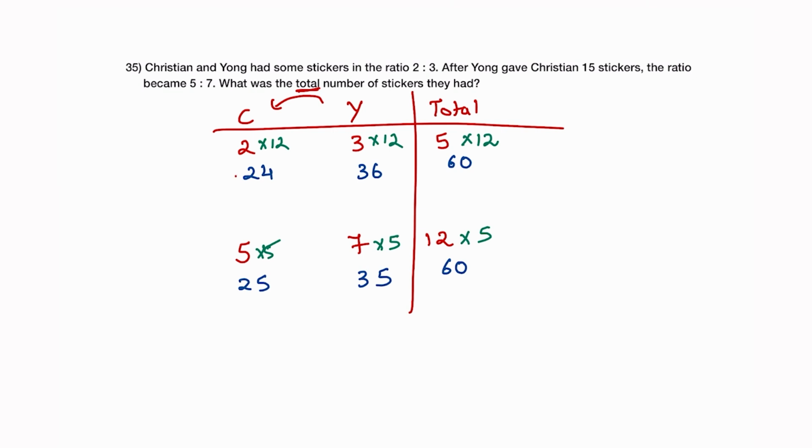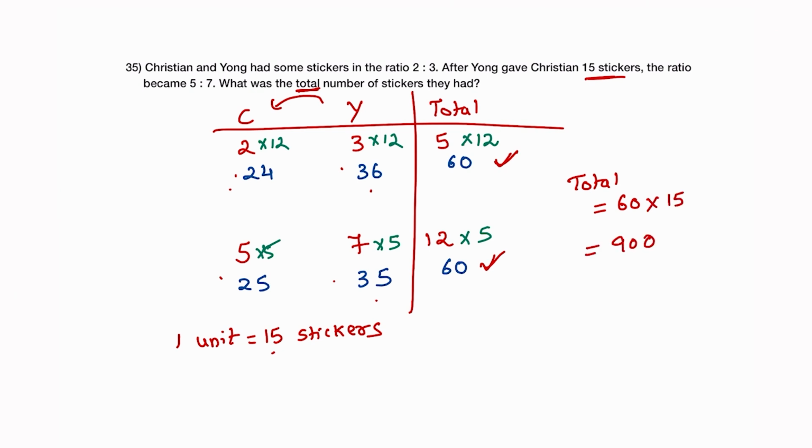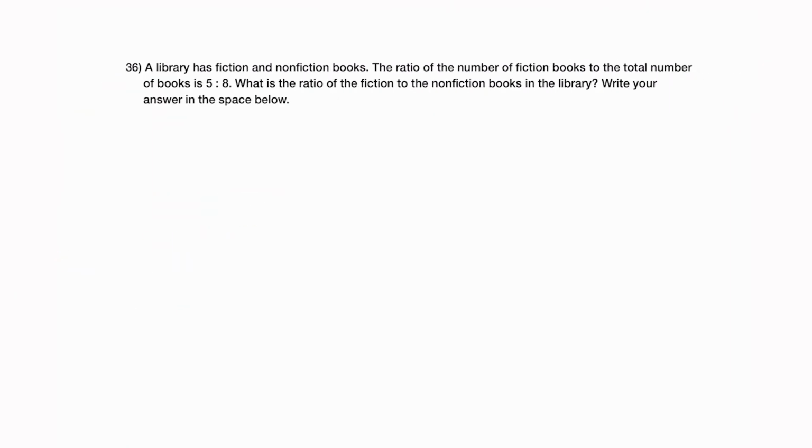Now we take the difference. So either this or this, it doesn't matter because the interchange has happened between them. So 25 minus 24 or 36 minus 35, it's basically 1 unit. And that's how much? 15 stickers. Okay, and we're supposed to find total. The total is here, right? Same. So we say total equals 60 times 15, and that's 900, right? Because 15 times 6 is 90 and this is 15 times 60, so we put additional 0 there, so that's 900 stickers.